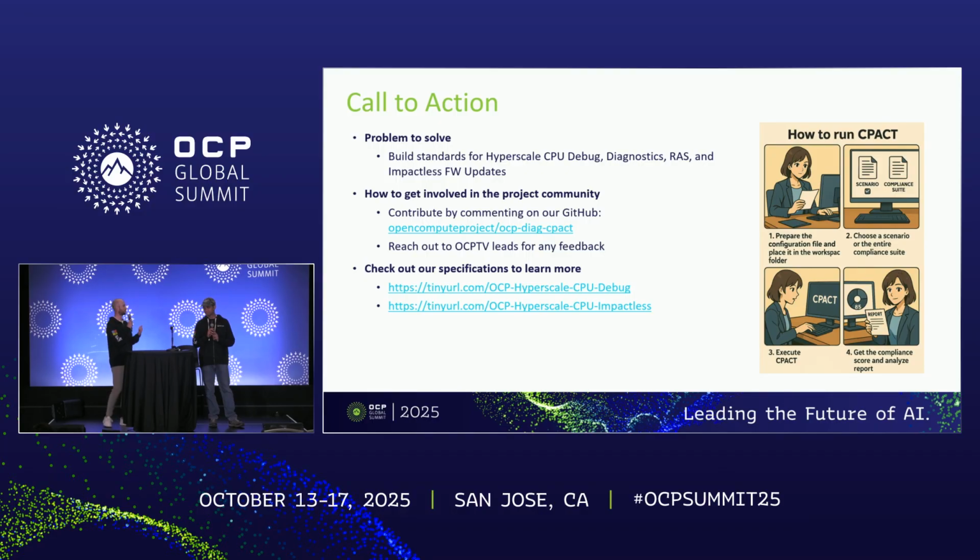Yeah, I think first of all, we really strongly contribute to the OCP test and validation work group. So that's the first one. And then we want to work hand in hand with the specifications that all the suppliers are contributing to, and the CPACT should really match those specifications, whether they're the CPU impactless updates, RAS, debug diags, or the GPU specifications as well. We kind of want that to feed into CPACT and CTEM. Rajat, what do you think?